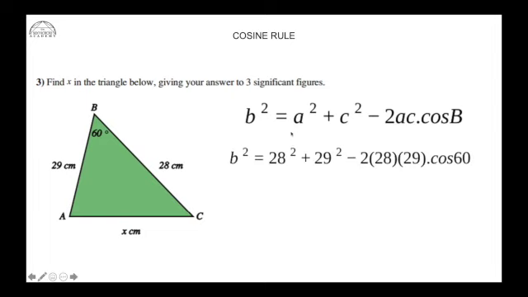So I have the 28, I have the 29, right? Minus 2 times 28 times 29 times the cos of 60, and that will give me the answer b, which is x, which is 28.5. So you can see here, the formula might look intimidating, but it actually is not really that tough.